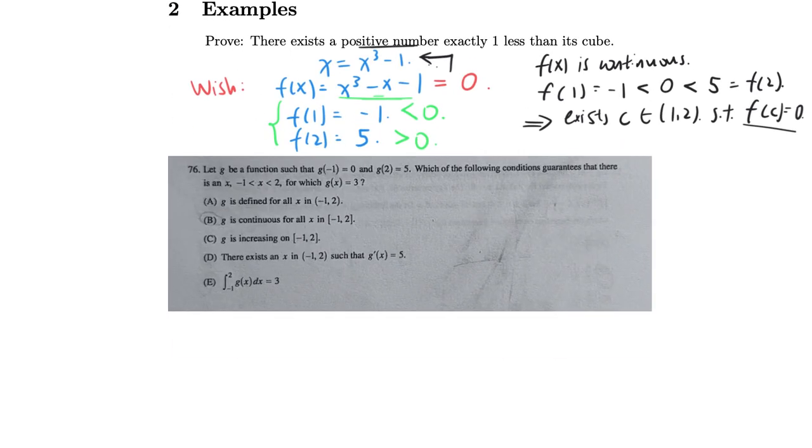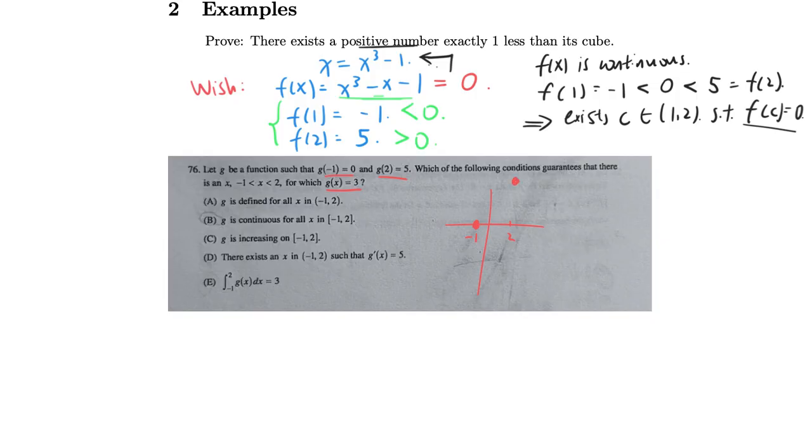So we're going to move on to some actual AP questions. This was an MCQ from one of the APs. We have a function g as well as its value at negative 1 and 2. And we want to find which of these conditions guarantees that there is an x between negative 1 and 2 for which g of x equals 3. So what we are given, let me just briefly sketch, is g at negative 1 is 0, and at 2 is equal to 5. So we're given these 2 points.